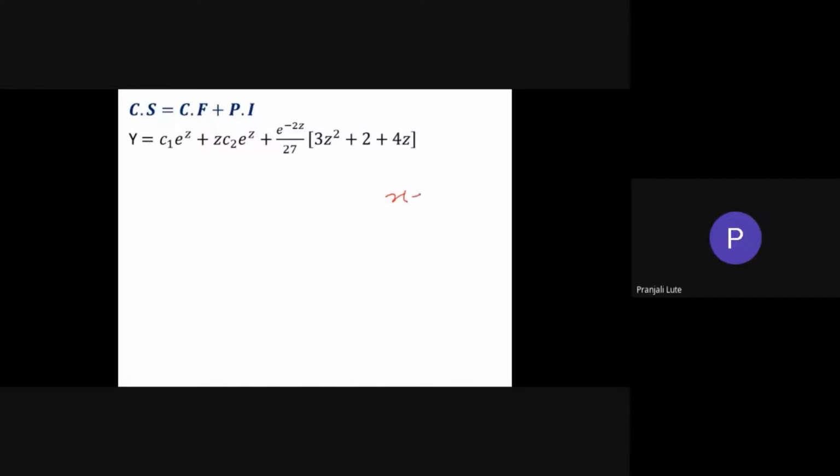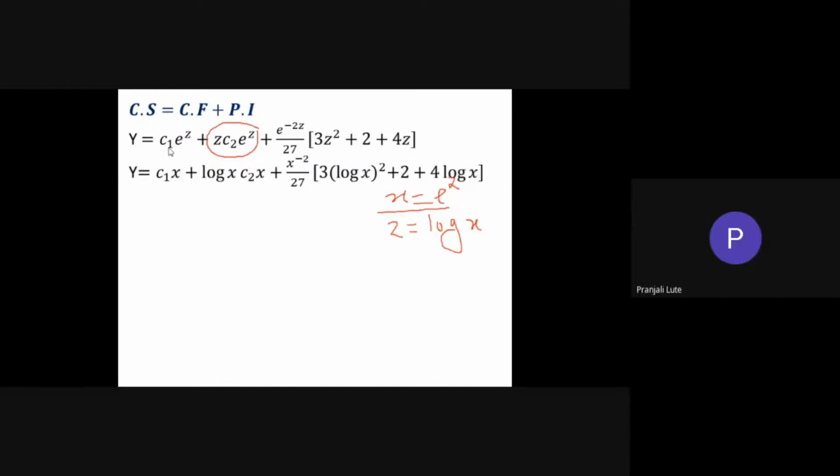So again we have to replace this by log x and x by e to the power z. Yes. So what is the required solution? C1 e to the power z is x. So here C1 x plus z is log x. C2 e to the power z is x. So C2x plus e to the power minus 2z.